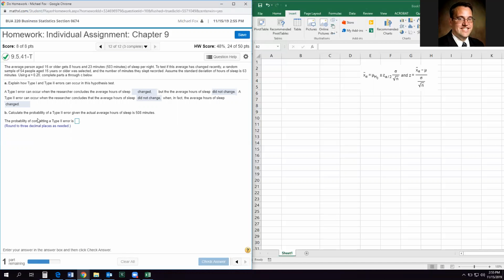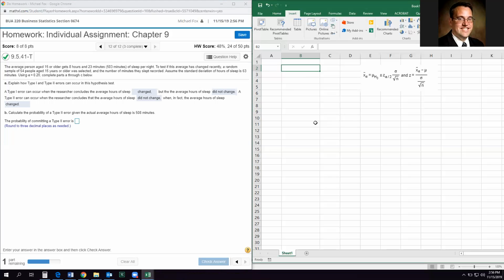All right, so now it tells us to calculate the probability of a type 2 error given the actual average hours of sleep is 508 minutes. So kind of like we had to do in 10 and 11, except those used a proportion. Here we're doing it just for a given value of a given mean, okay? So we have to, like always, start with what we know.